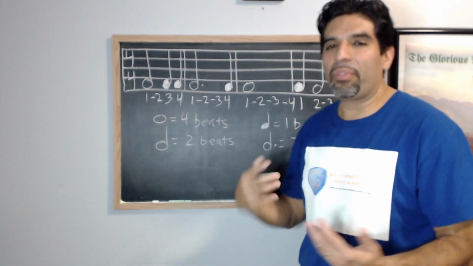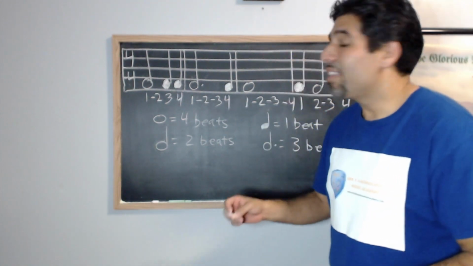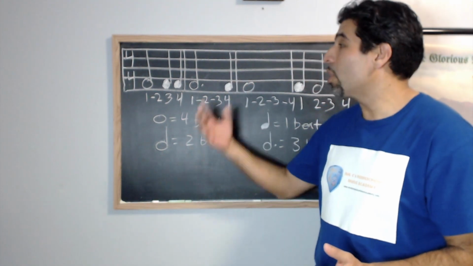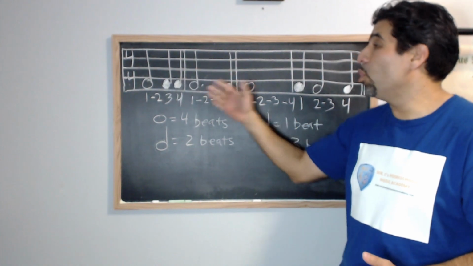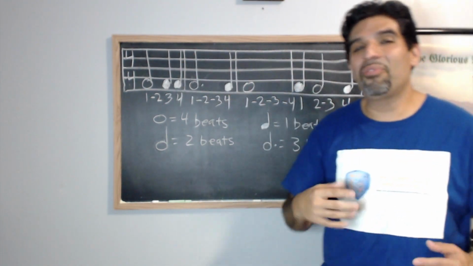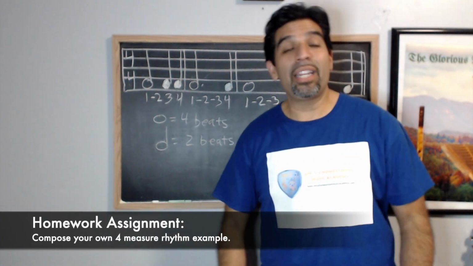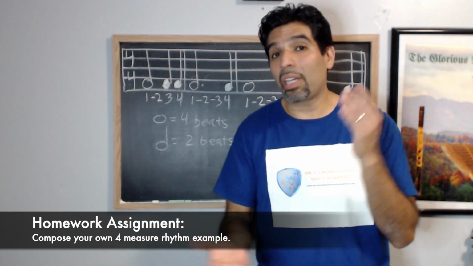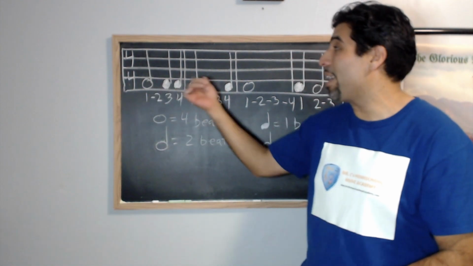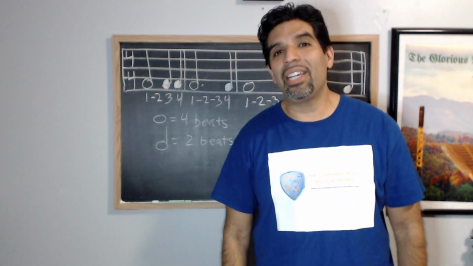I would definitely love to see that if you're able to post that on the community. That would be great if I could see your own creation, your own composition of a four-measure rhythm example using these same notes that we learned. And then what you do is you clap and count it. Clap and count your own creation. You can definitely practice this one that we went over, but create your own. Let's see how well you do, guys.